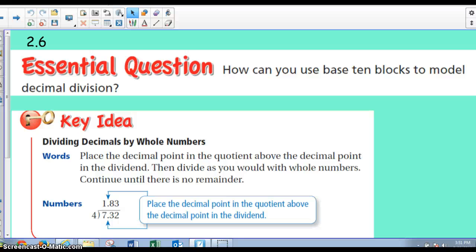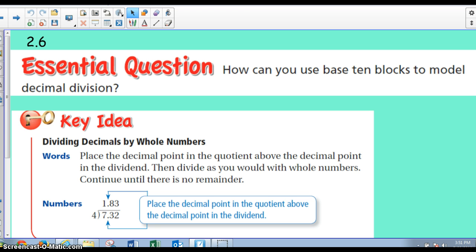Chapter 2, Section 6, our essential question is how can you use base 10 blocks to model decimal division? And you did some of that yesterday in the activities. Again, in this section we have the key idea, dividing decimals by whole numbers. You need to write down the words: place the decimal point in the quotient above the decimal point in the dividend, then divide as you would with whole numbers. Continue until there is no remainder.